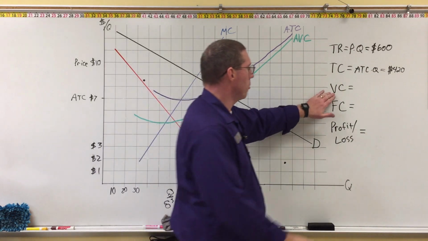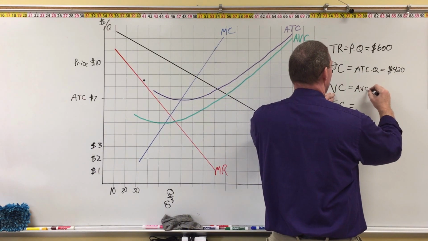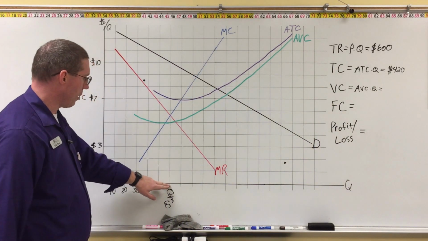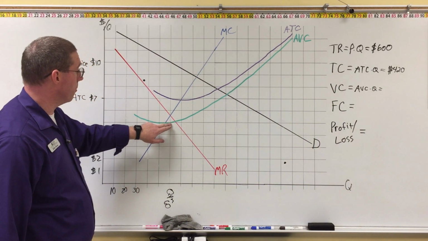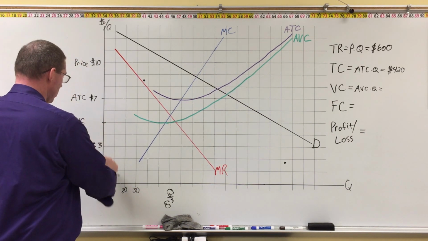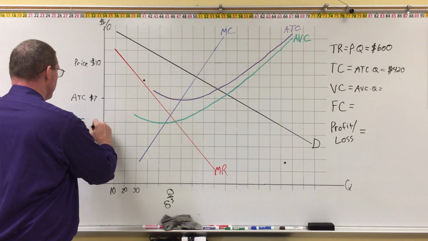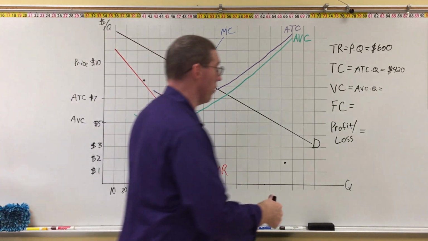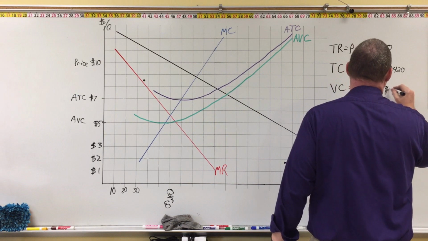Now we want to know what our variable cost is, which is going to be our average variable cost times quantity. And so here's our profit maximizing quantity. We're going to go up to average variable cost, and we're going to come over. That's right here, AVC, which is $1, 2, 3, 4, $5. And $5 times 60 units, that's $300. So our variable cost is $300.